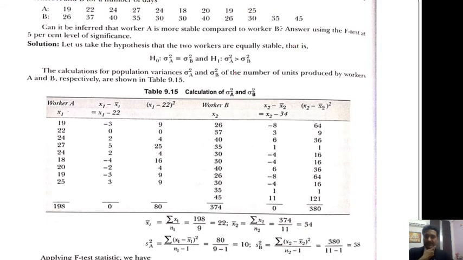Here I have taken an example to understand how we apply the F-test. The following figures relate to the number of units of an item produced per shift by two workers A and B for a number of days. The data of A and B is given here. Can it be inferred that worker A is more stable compared to worker B? Answer using the F-test at 5% level of significance.